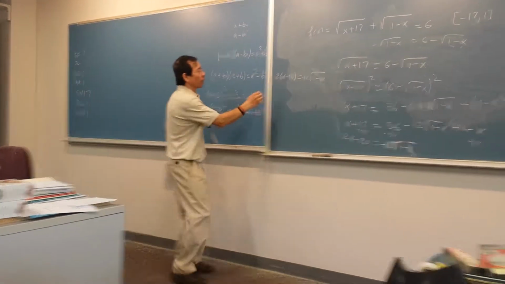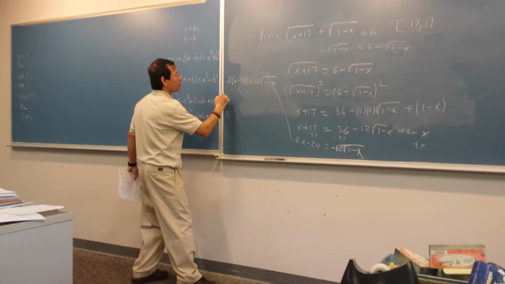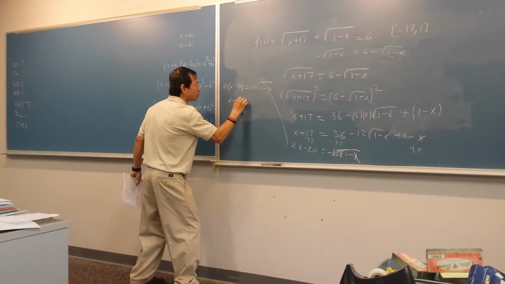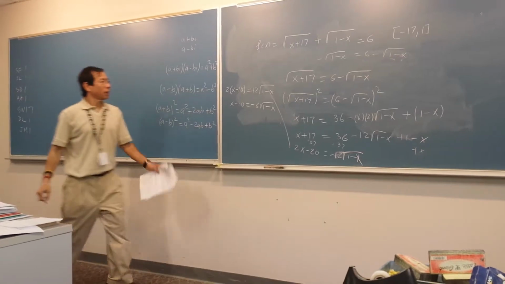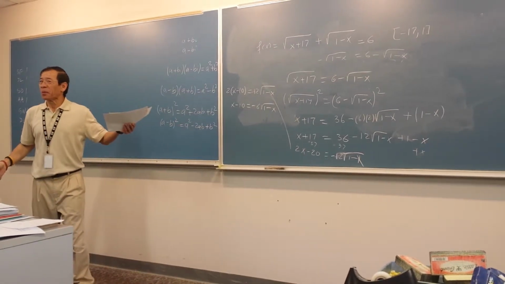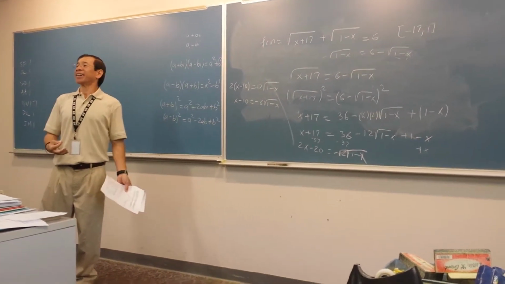Just be careful, right? So now we divide both sides by 2. So x minus 10 minus 6, 1 minus x. Okay. Now, what do we need to do next? Square it again. Exactly right.